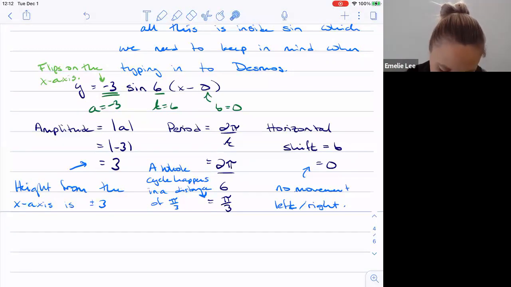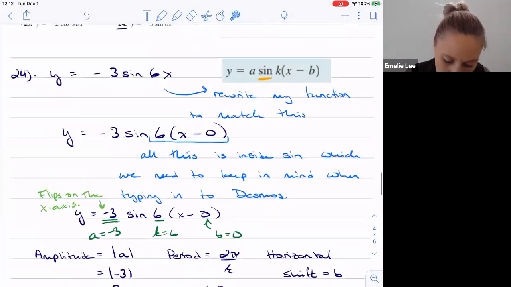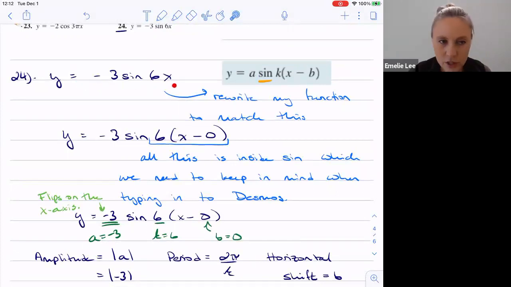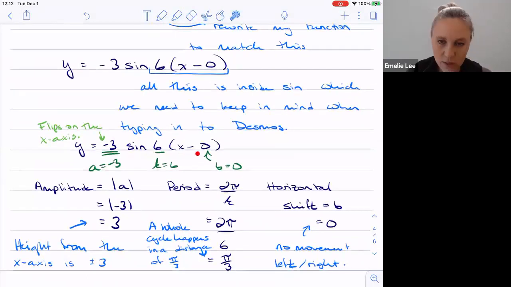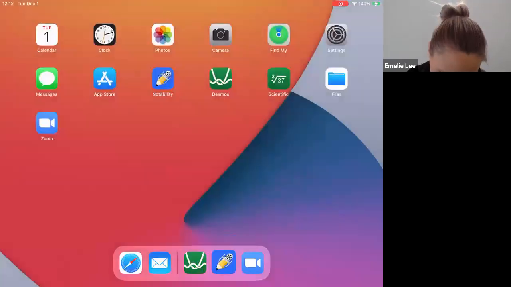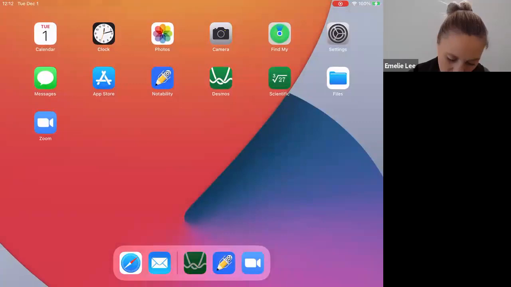So let's graph this in Desmos. What I'm going to do is graph the original, and just like we did with the quadratics, to check our work, I'm going to graph this one that I've rewritten. It's not that changed, so it should be okay. But let's try it in Desmos.